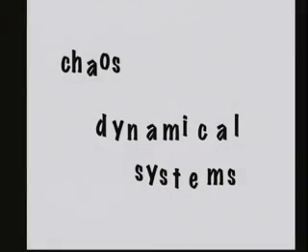Okay, so the first topic we'll touch on is chaos and dynamical systems, and you can tell it's chaotic because the letters are jumbly. That's sort of a joke. Maybe not that funny, but okay.